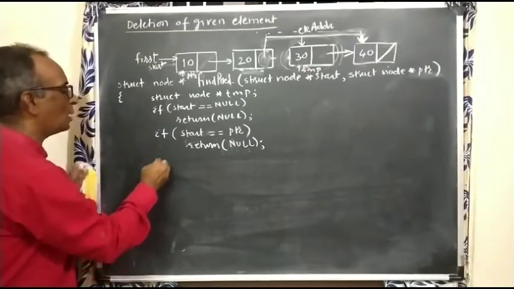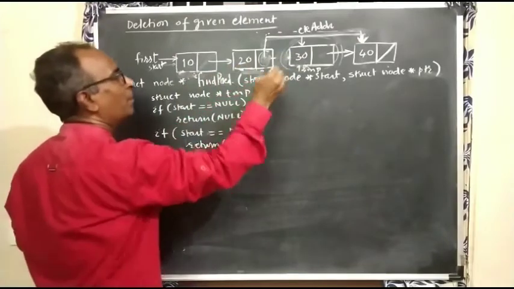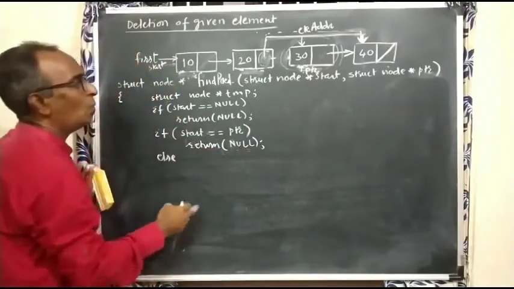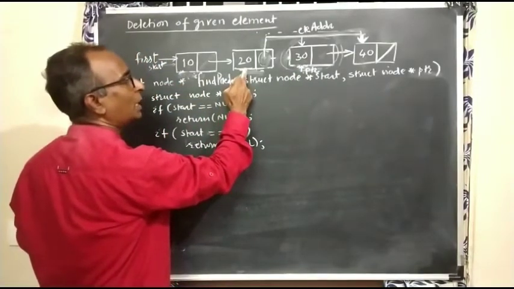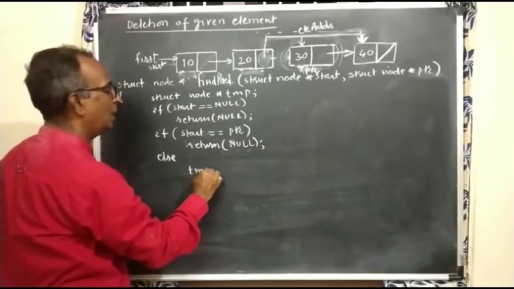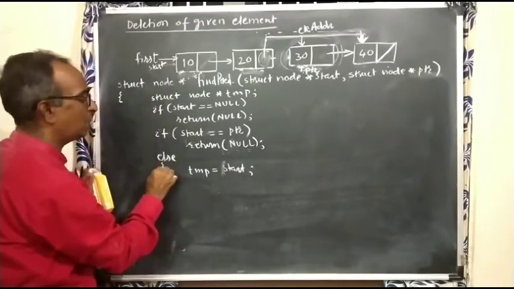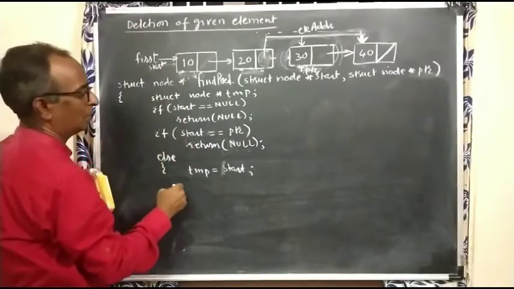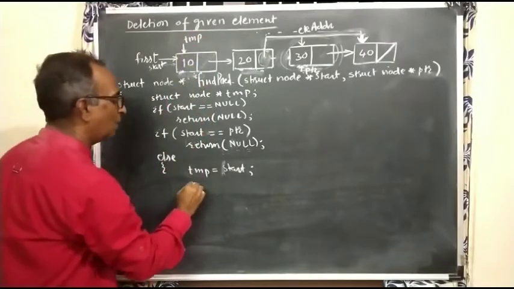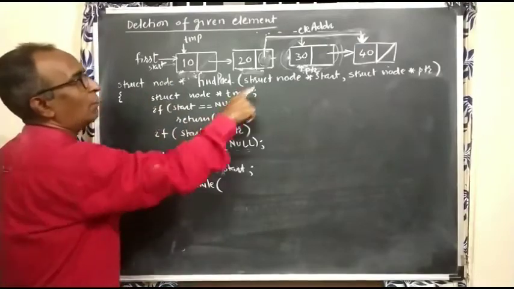But if it is not the address of the first node, if it is somewhere else, suppose you have PTR here. What you have to find is the predecessor node's address. Keeping temp here, temp is given start. This is the else part I am writing. So temp is pointing here now. Then while: now you have to find out the predecessor of that PTR.